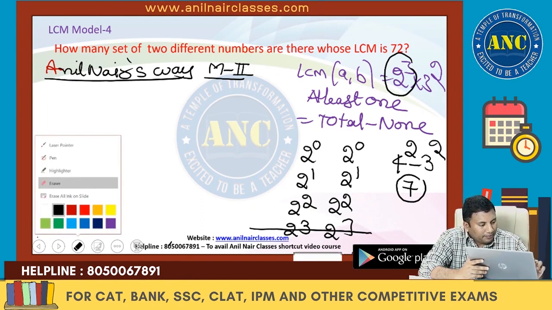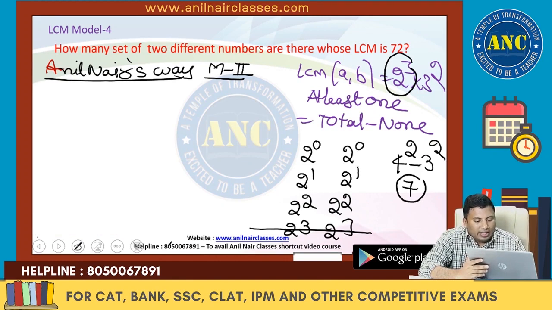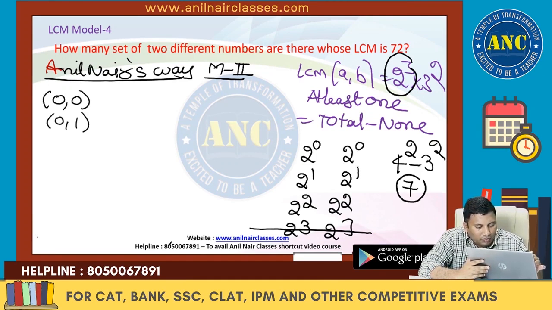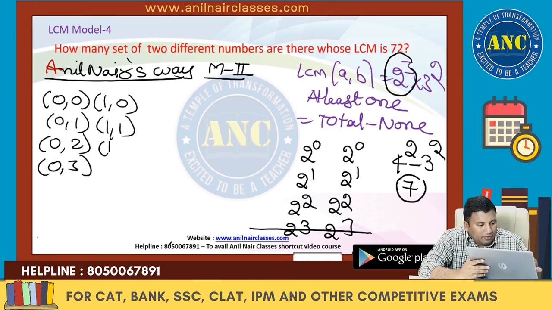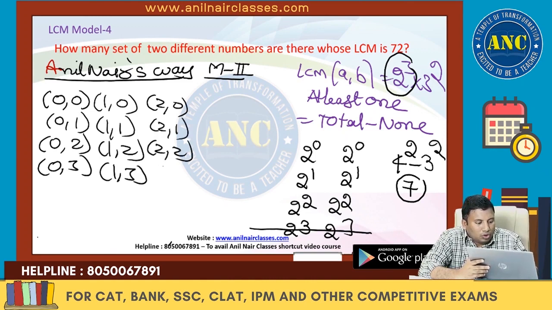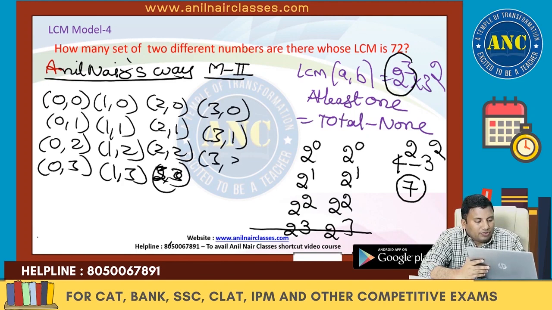Now see here. Total cases. What are these total 16 cases? 0 0, 0 1, 0 2, 0 3, 1 0, 1 1, 1 2, 1 3, 2 0, 2 1, 2 2, 2 3, 3 0, 3 1, 3 2, and 3 3. These are the total cases.